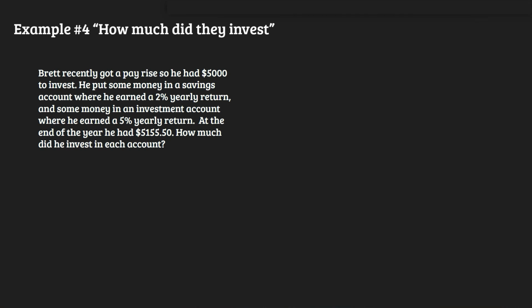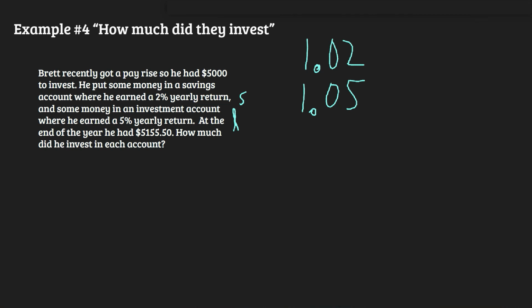So just to start off with, let's go over our percentages and our returns. Remember, if we're getting a 2% yearly return, then we're multiplying our original value by 1.02, because it's 1 for the original value plus 2%. And for the 5% return, it's just going to be 1.05. For my variables, I'll say the amount of money in the savings account is S, and the amount in the investment account is, or you know what, I'll go S for smaller and then L for larger. So the 5% is the larger return, the 2% is the smaller return.